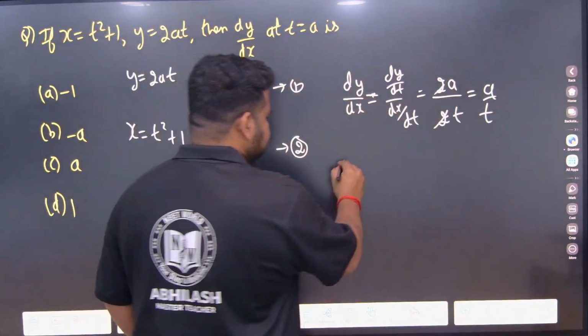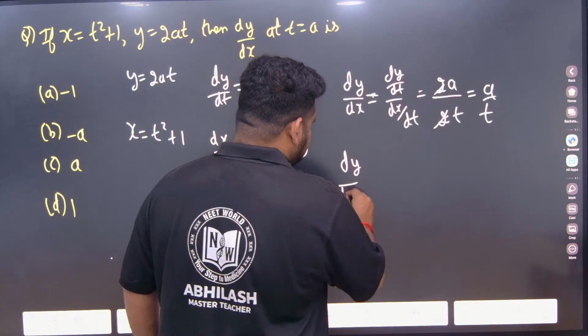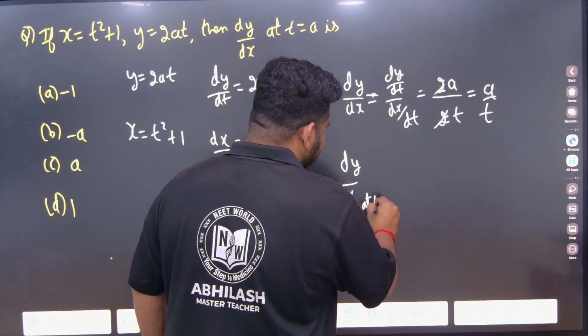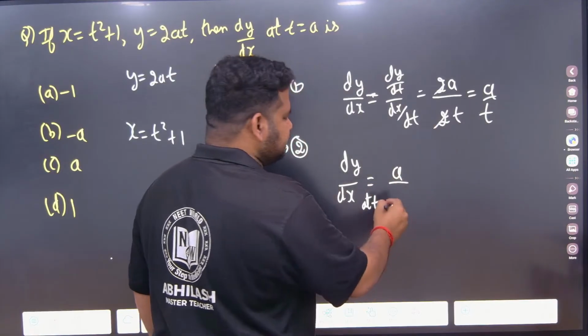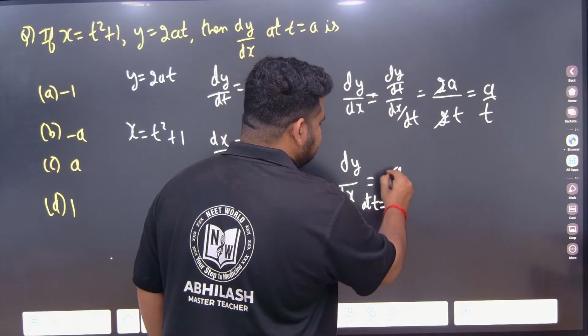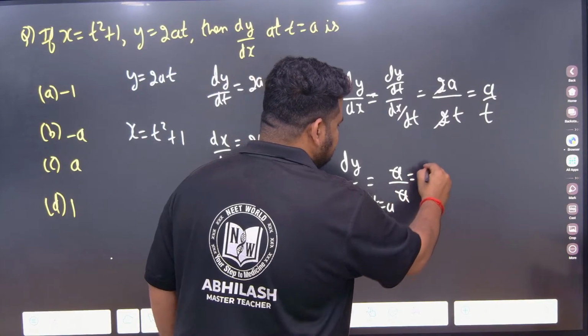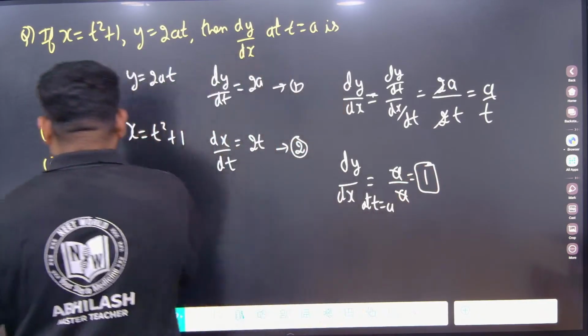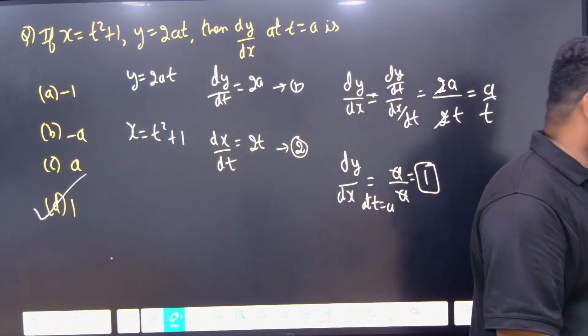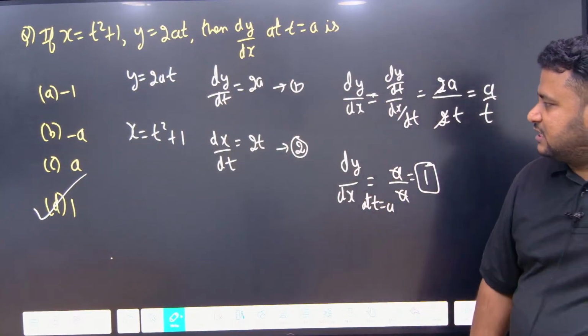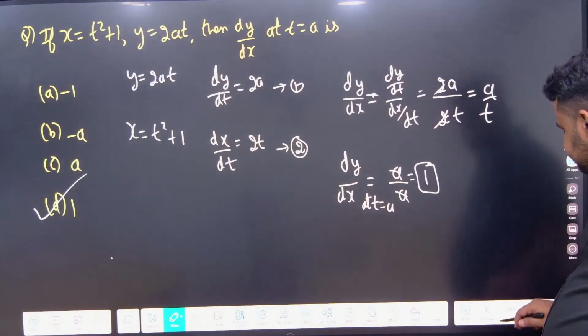Now they are asking dy by dx at t is equal to a. That will be a by t, and you should put t is equal to a. So this becomes a by a, which cancels, and I will have 1 as the answer. Option D, 1, is the right answer, friends. Clear, friends? Let us proceed.